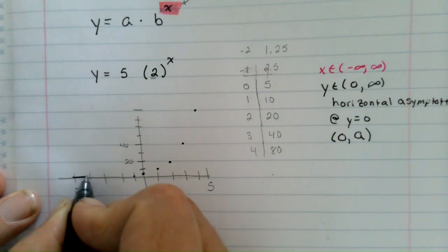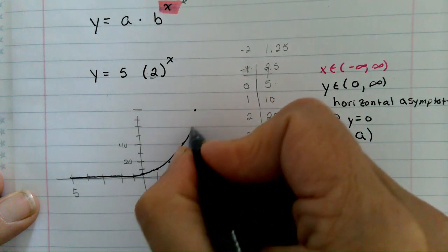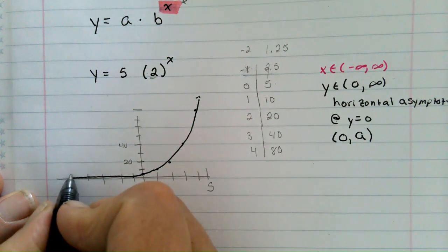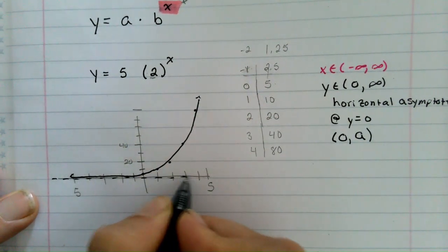So we're getting this wildly quickly growing graph with that horizontal asymptote. Now, why would this be called exponential growth?